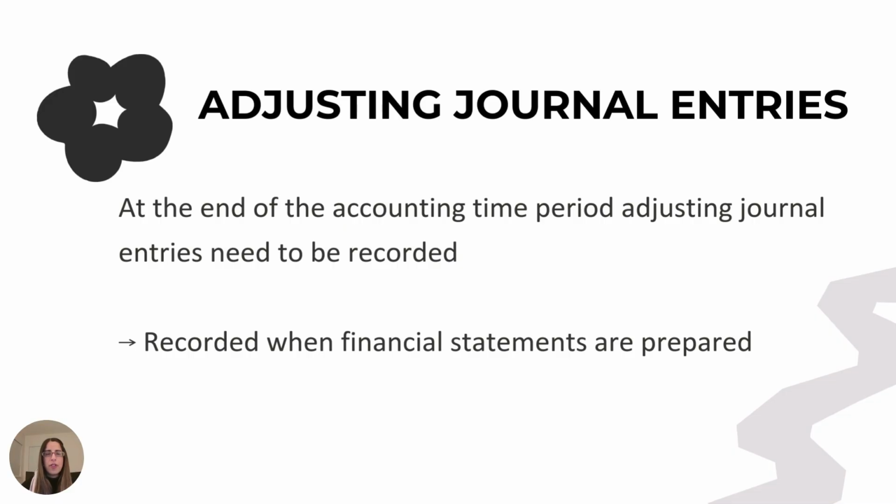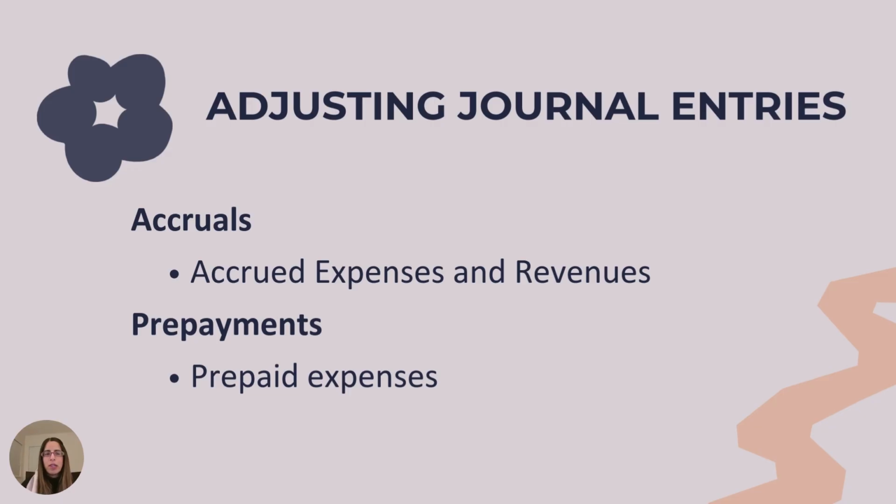Now, adjusting journal entries need to be recorded for the specific time period that we're going to present financial statements on. We'll look at two main adjusting journal entries. The main one is accruals, which includes accrued expenses and revenues, and prepayments, generally prepaid expenses.